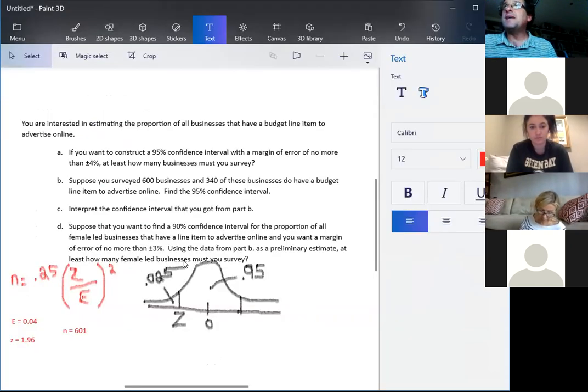Okay, I just did B and I did C. I found the interval and I interpreted it. Now let's look at D.